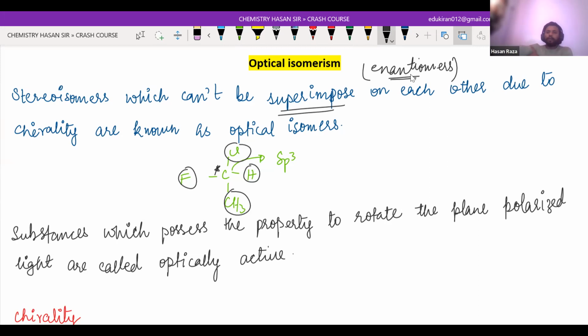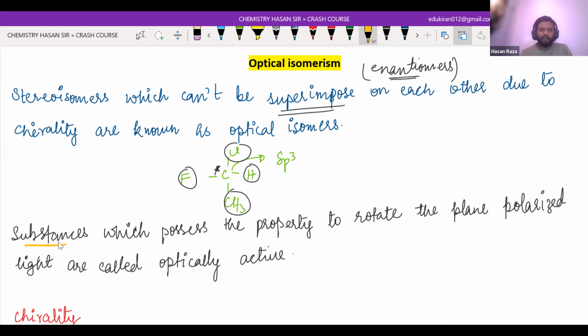If you want to check whether a compound is optically active or not, take a mirror image of that compound and then superimpose them. If they superimpose on each other, that means it is optically inactive. And if they are not superimposable on each other, that means they are optically active. And there is another way. By experiment, we can easily define whether it is optically active or not.